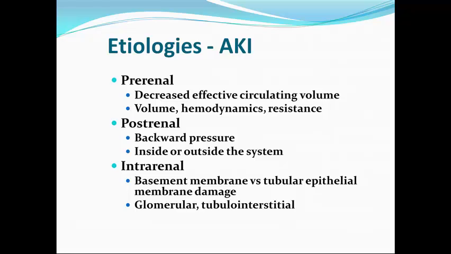If there is a decreased oncotic pressure, a low serum albumin or low serum protein level, you've lost that oncotic pressure, once again decreasing the effective circulating volume to the kidneys. What's important to remember about pre-renal acute kidney injury is that the pathology is not in the kidneys.